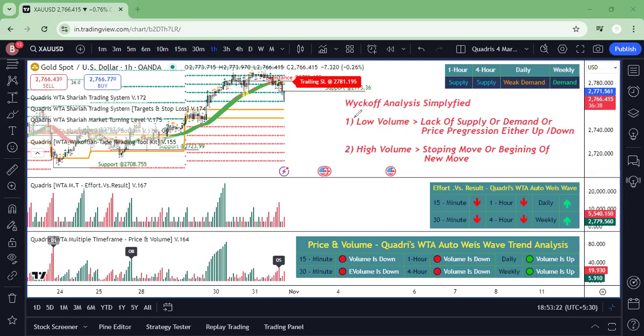For example, people follow WD Gann's method, people follow Elliott wave, people follow ICT, people follow smart money. But for me, I've been through the concepts of smart money and ICT, and what I understood about them is that they revolve around demand and supply.